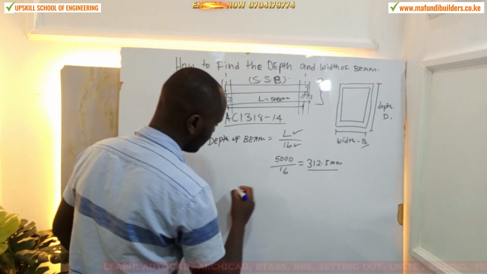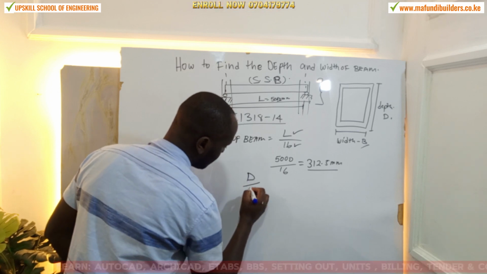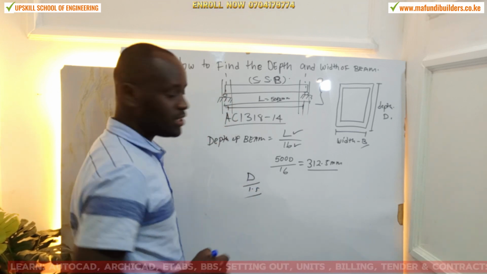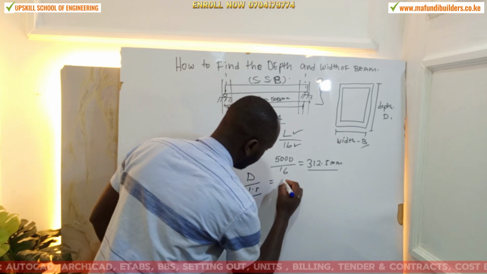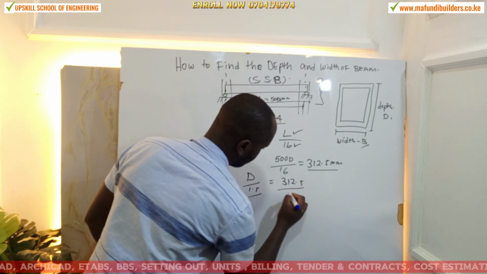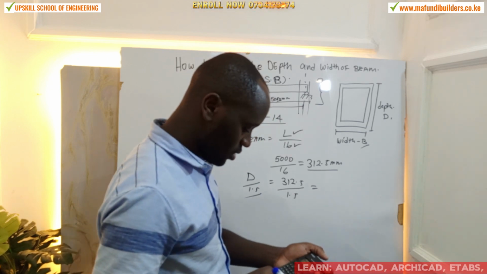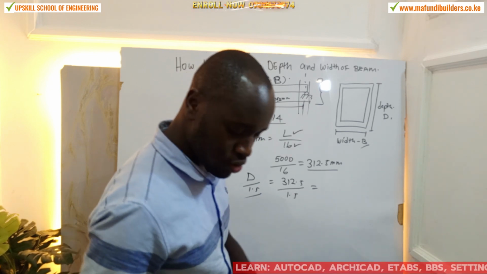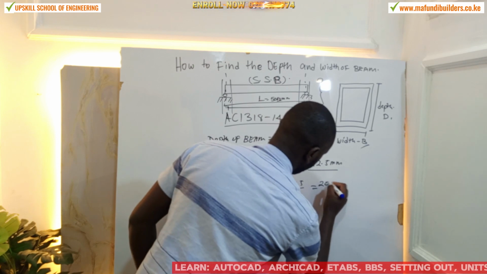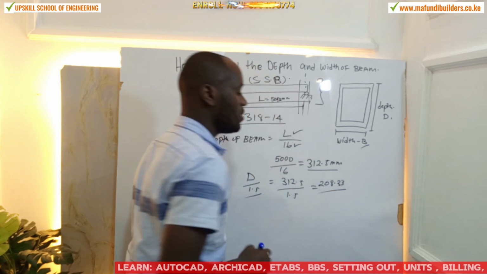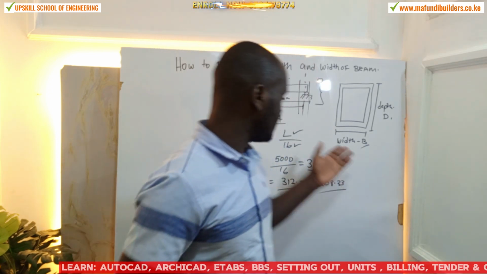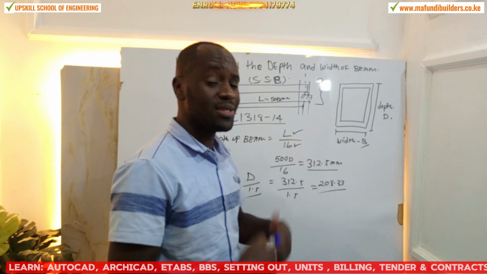The formula they give for the width is D divided by 1.5. So we have D, which is 312.5, divided by 1.5. Using the answer from the previous calculation, you get 208.33. Now, this is what is supposed to be the size of that beam.